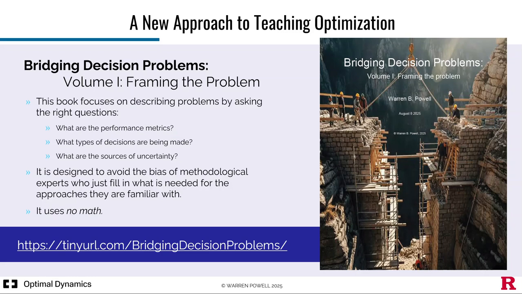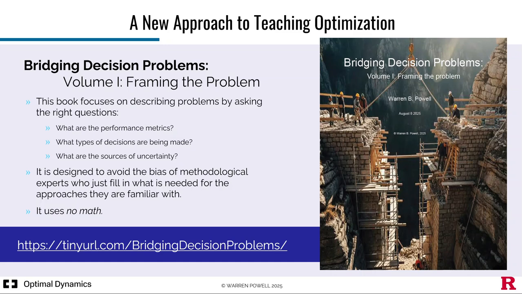Now, I've got a new series of books. My newest book is coming out fall of 2025, Bridging Decision Problems, Volume 1, Framing the Problem. So this is a monograph, about 130 pages, all built around the three questions: what are the performance metrics? What types of decisions are being made? What are the sources of uncertainty?